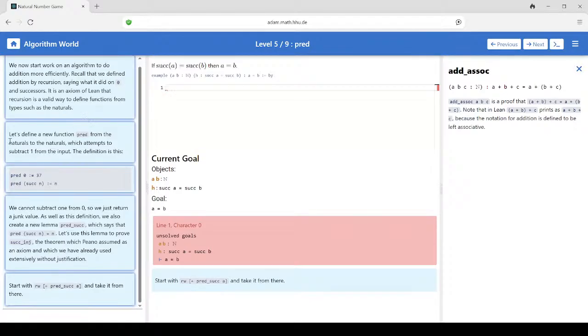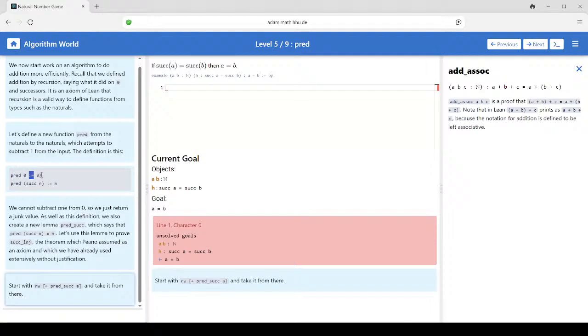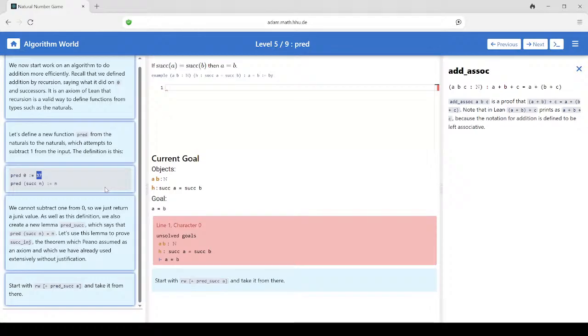Okay, let's define a new function predecessor from the naturals to the naturals, which attempts to subtract 1 from the input. The definition of this is predecessor that 37. I don't know what 37, why is there a 37 here? I don't know why that is.